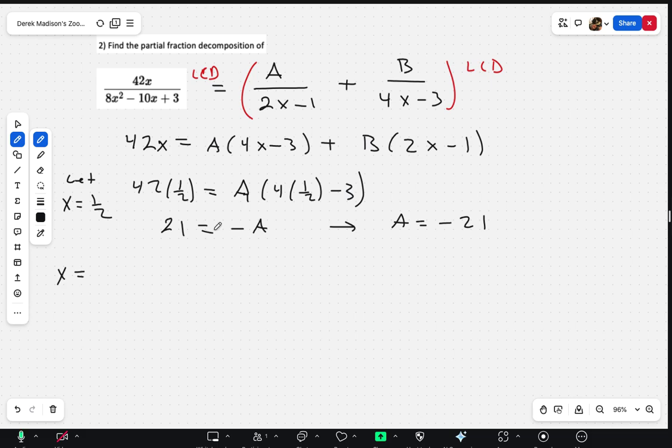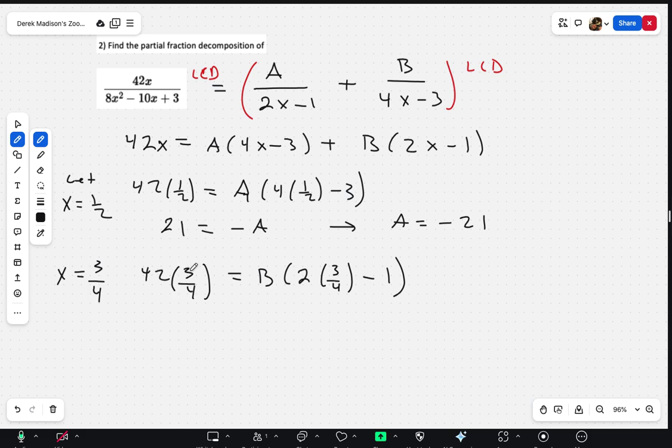And then we'll let x equal 3/4. So 42 times 3/4, and that's going to equal b times 2 times 3/4 minus 1. And so with this, you can do it in fractions. I went ahead and did this one in decimals just to show that you can.